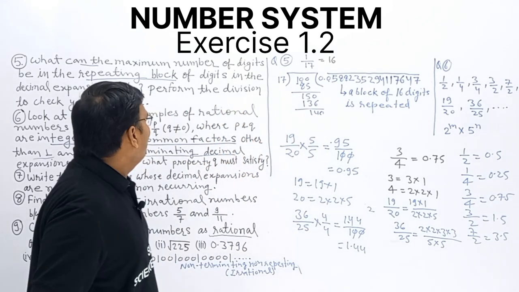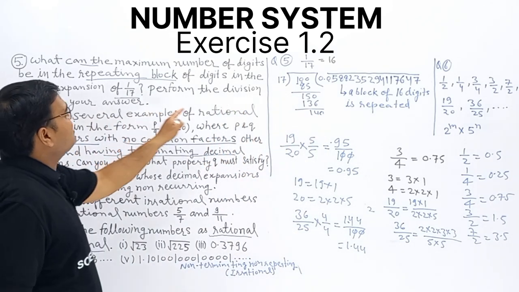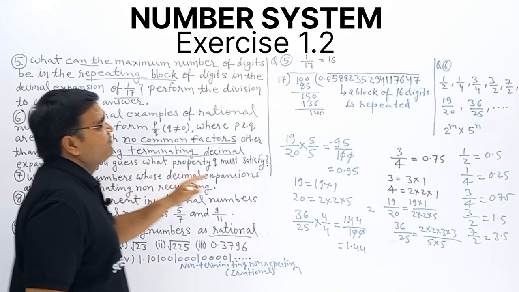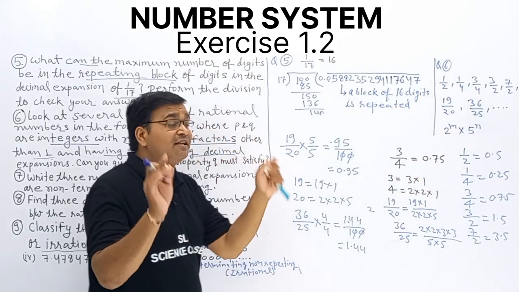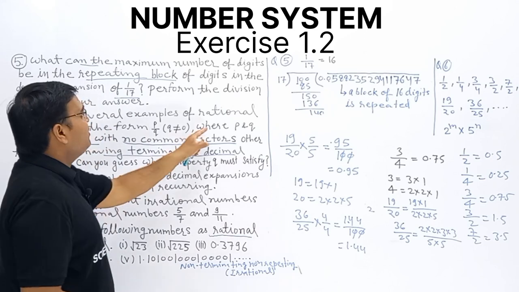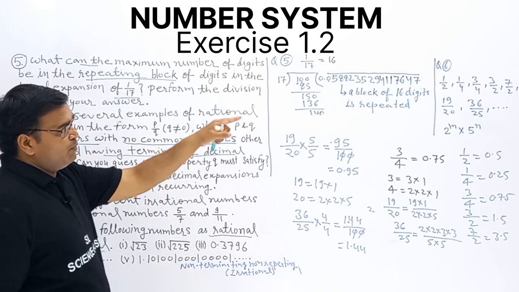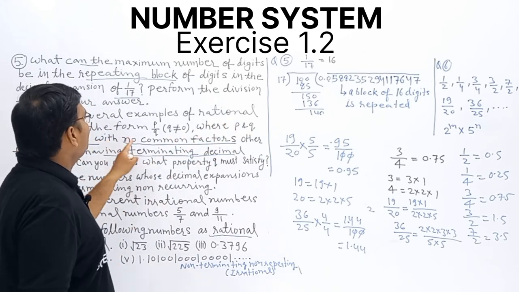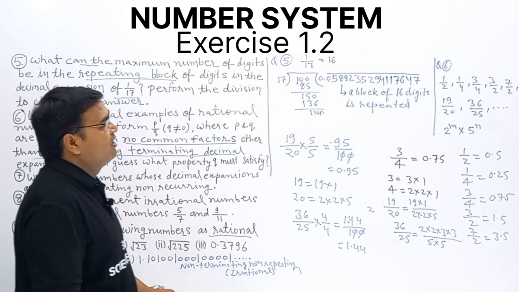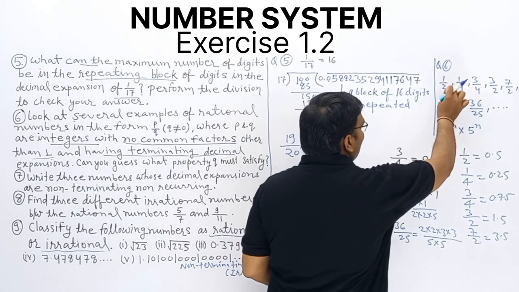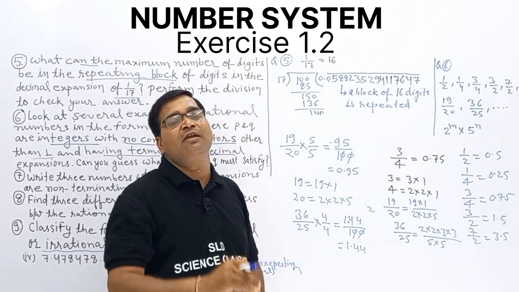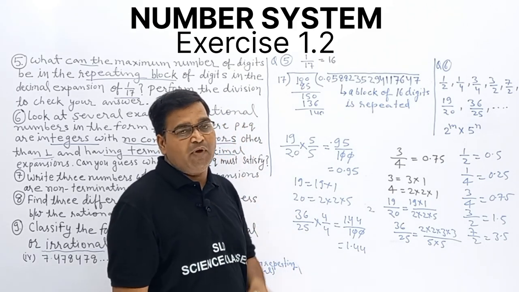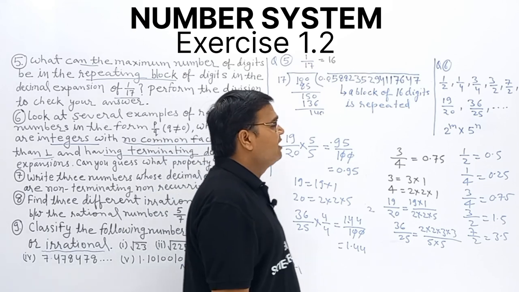So what is the question? Look at several examples of rational numbers. We are having several examples of rational numbers. But how should a rational number be? Where p and q are integers. We are having all integers, with no common factor other than 1. The factors of this p and q should have nothing in common other than 1. Except for 1, nothing should be common.